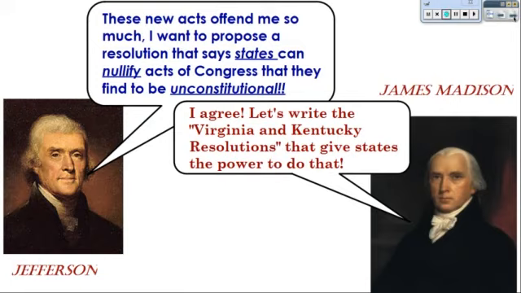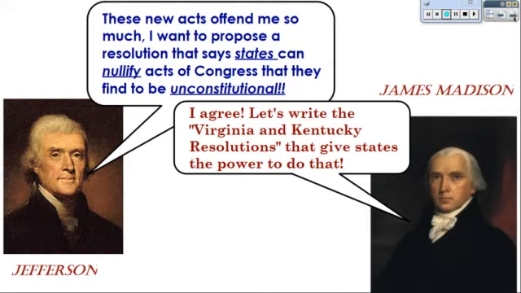And so Thomas Jefferson and James Madison, two guys who strongly opposed the Alien and Sedition Acts, were like, hey, that is unconstitutional. That is not cool. So these new acts, as Thomas Jefferson would say, offend me so much, I'm going to propose a resolution that says states can nullify acts of Congress that they find to be unconstitutional. And James Madison extremely agreed with him. He's like, dude, I agree.